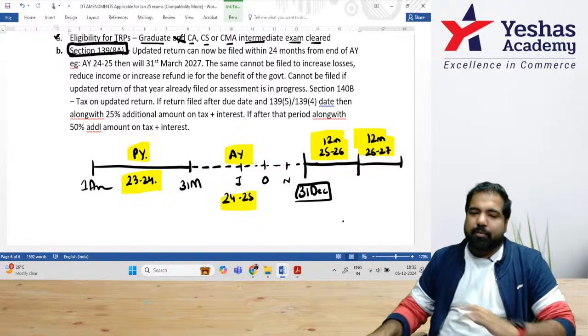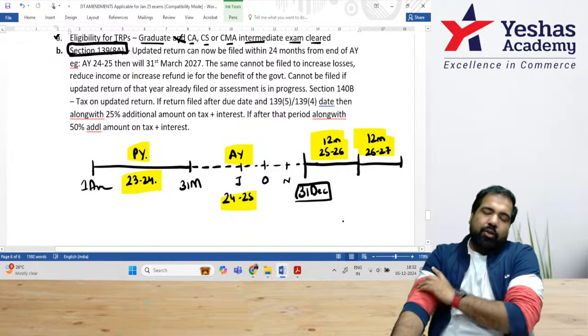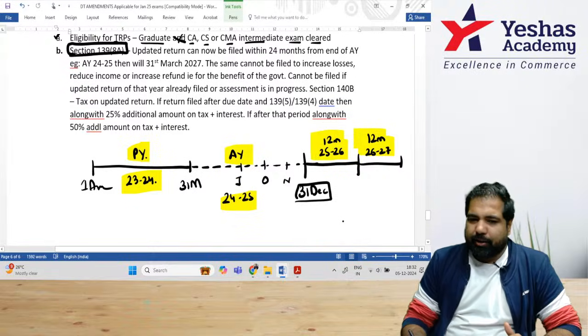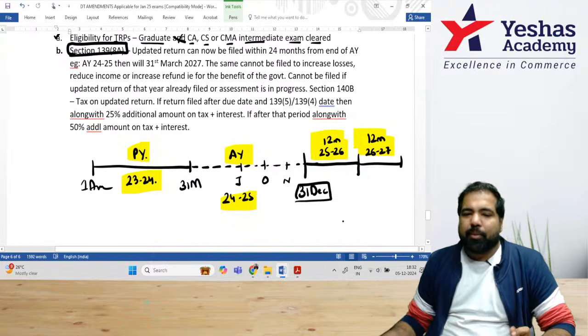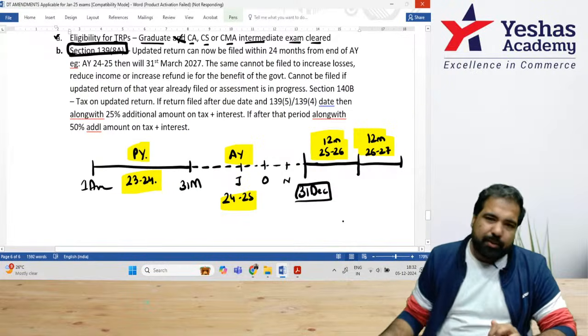So the government has said that you can file an updated return. First, you should understand, can you file an updated return? Yes, the section is 139(8)(a). Next, till when can you file updated return? You can file it up to 24 months. That's the second thing that you should understand.